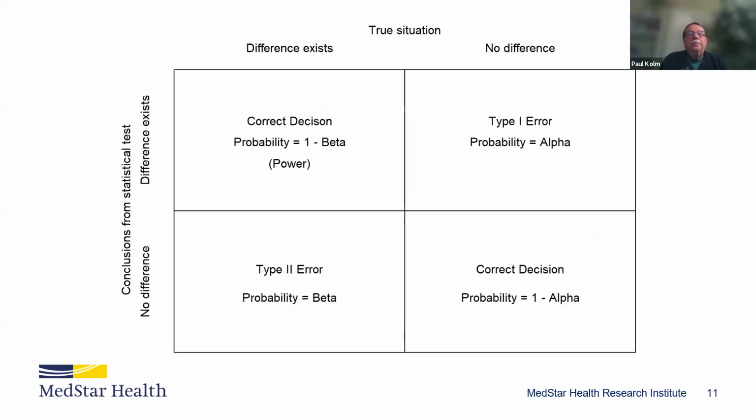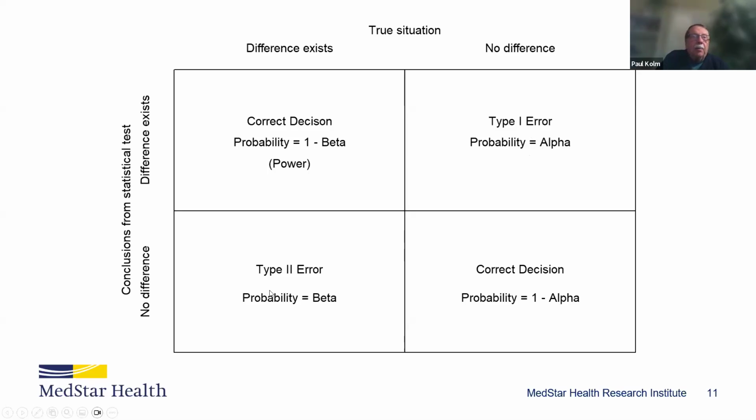And so a 2x2 table here that I'm sure you've probably seen before is the decisions that we can make versus the true situation in the population. The error that we're most concerned about is based on our statistical test: we say that a difference exists, but in the population, no difference exists. And we call that a type 1 error. The probability of that we term alpha, and this is typically equal to 0.05 in most studies. The other type of error that we can make, we call a type 2 error, and we call this probability beta.